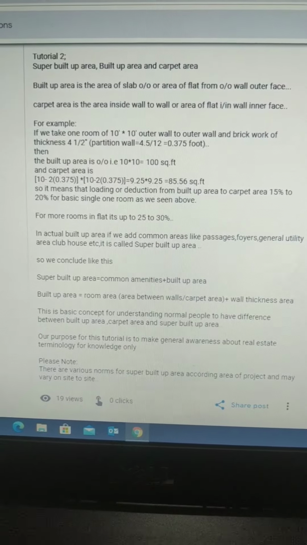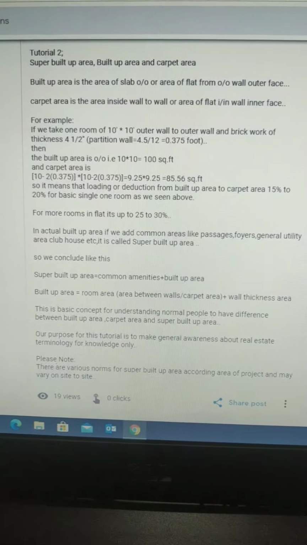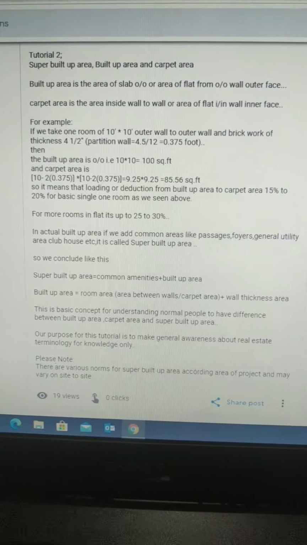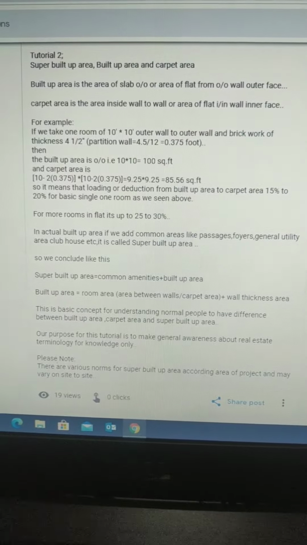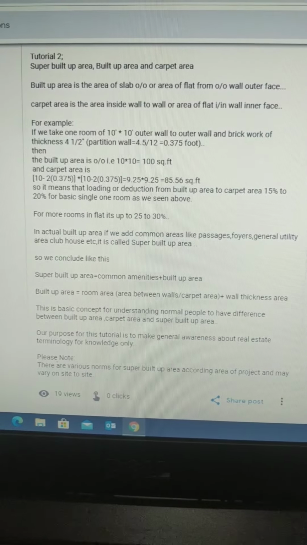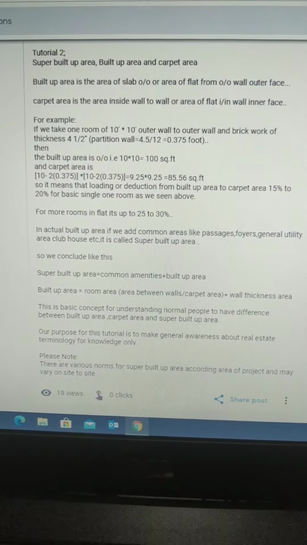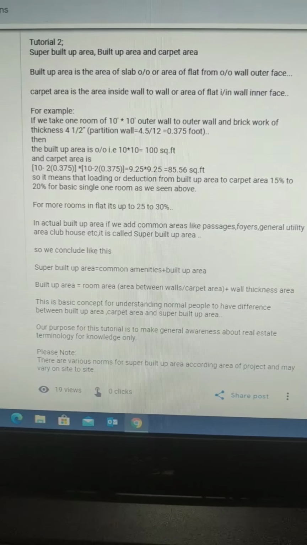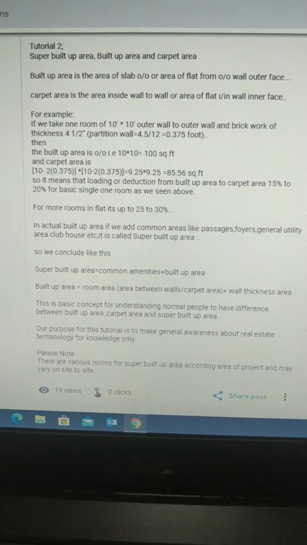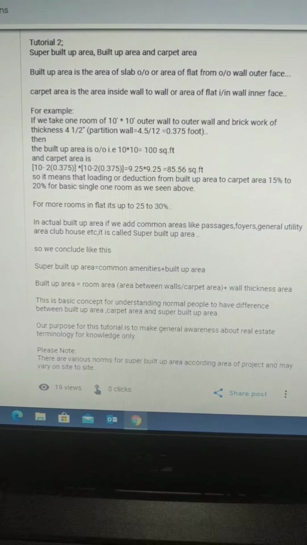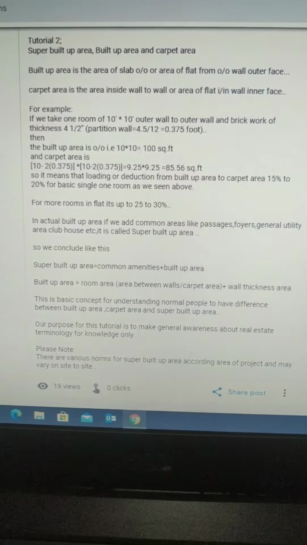So we conclude like this: super built up area is equal to common amenities plus built up area, and built up area is equal to room area plus wall area, that is, the thickness of the wall. We have to include it like this. This is the basic concept for normal people to understand the difference between built up area, carpet area, and super built up area.